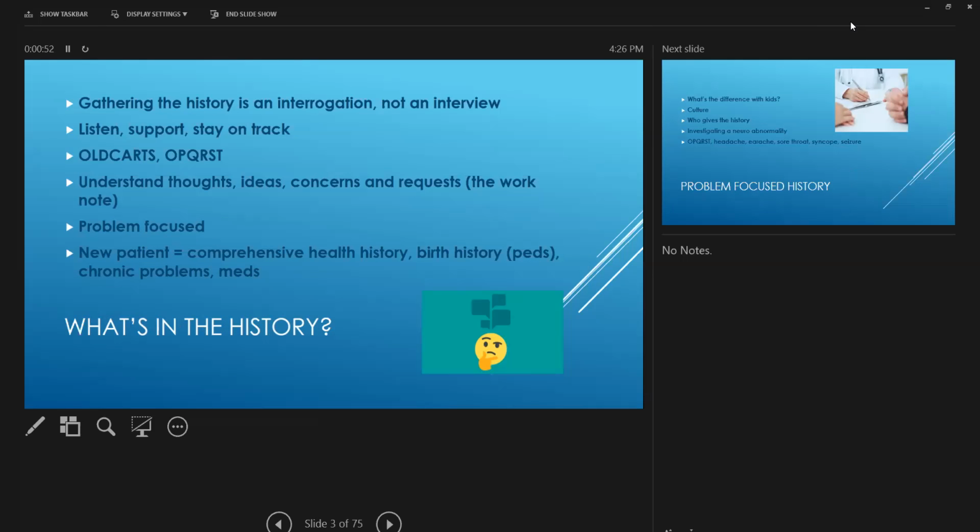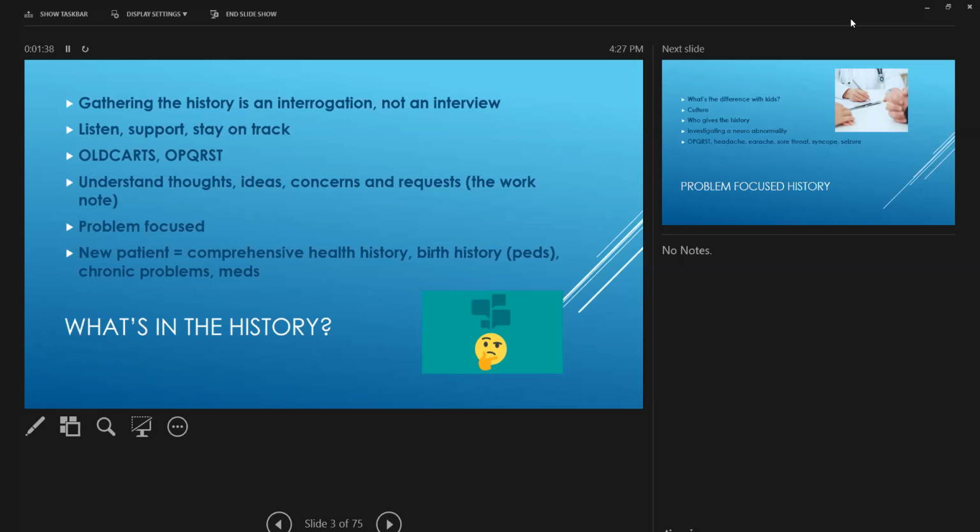So as we're gathering the history for neurology, it's no different than any other history. The history really is an interrogation and not an interview. We've got certain criteria that we need to go through, and we need to make sure that we stay on track. We also want to listen to our patients. Many times in the clinical world, I've seen myself make mistakes if I don't listen to people, and often it's pretty easy to pinpoint what's going on if we're able to really listen to them and support their needs.